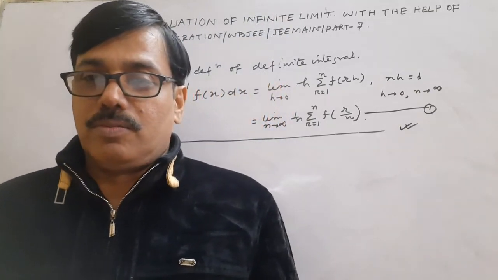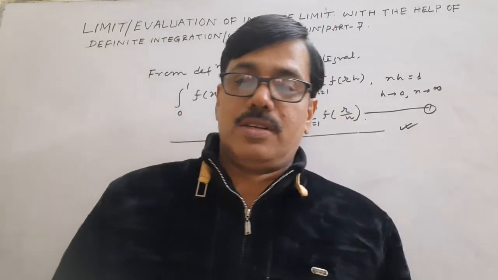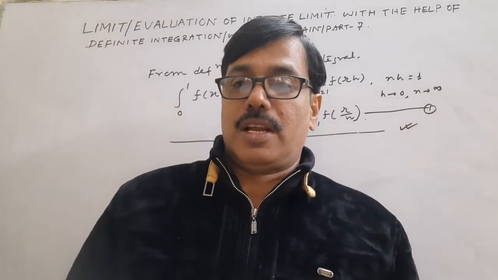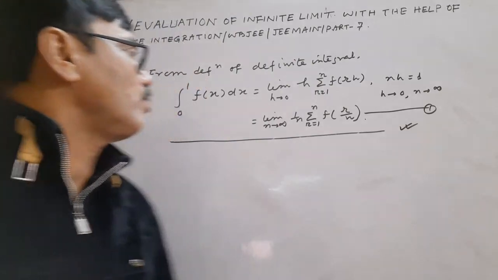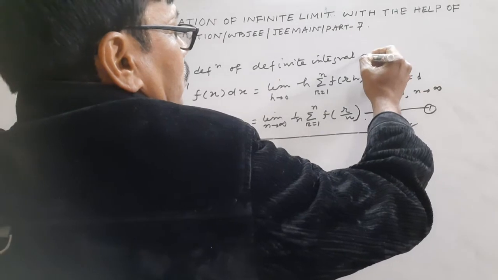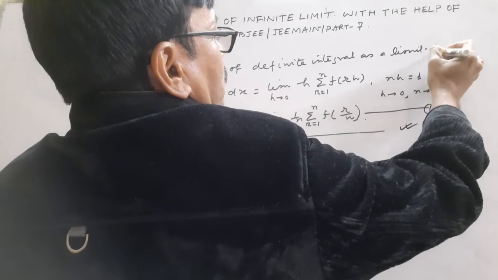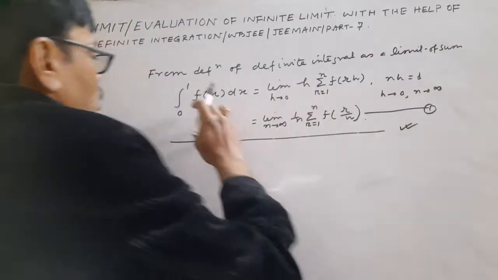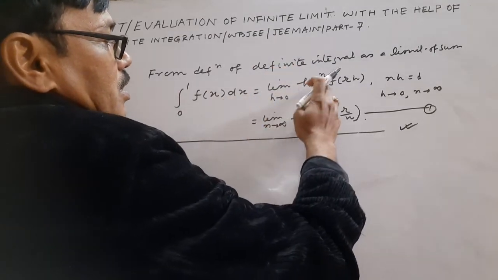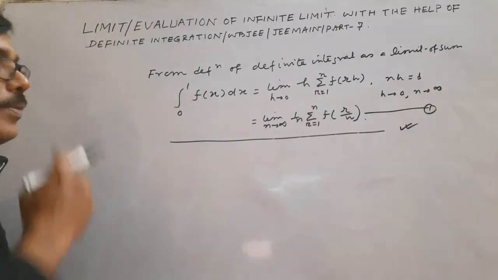Welcome everyone. Through this video, I am going to discuss how to find infinite limit with the help of definite integral. So, from the definition of definite integral as a limit of sum, we know the integral from 0 to 1 of f(x) dx is the limit as h tends to 0 of h times the summation of f(rh), where nh equals 1.